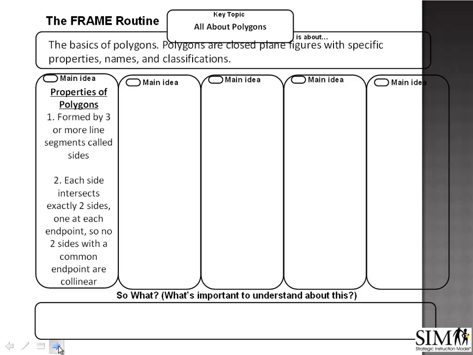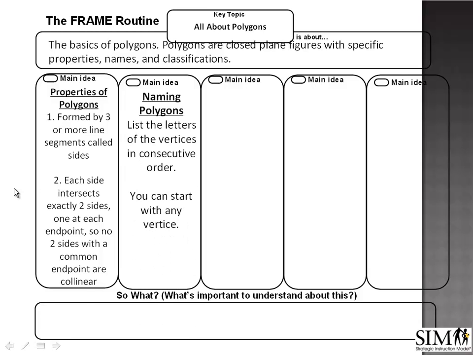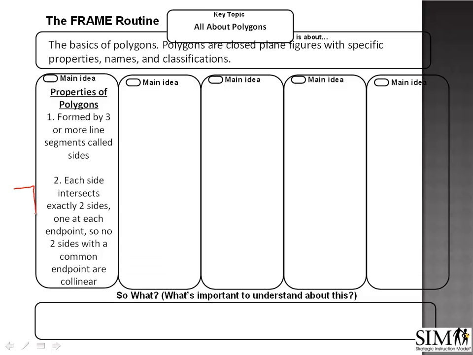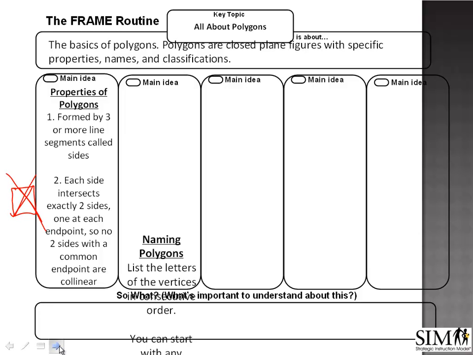So that means your sides have to be line segments. They cannot be curved. Second thing, each side intersects exactly 2 sides, one at each endpoint. So no 2 sides with a common endpoint are collinear. An example of this, if I had a shape that looked like this, I could not have a line touching. I could not have that line going through the middle. That is not going to be a polygon.